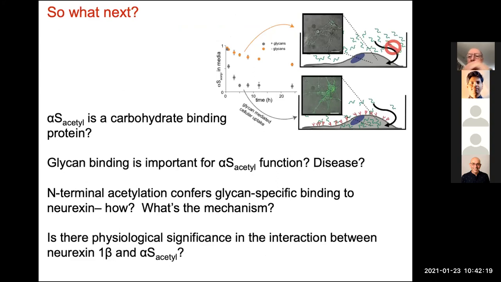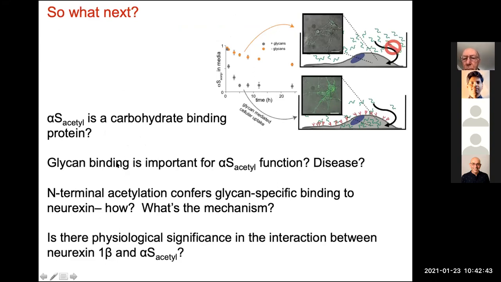And I'm going to tell you just a little bit more about this last point. But rather than having conclusions about what we've done, we've just generated a lot more questions. So the first thing is that it appears that alpha-synuclein, when it's acetylated, is a carbohydrate binding protein. And that's a unique function for alpha-synuclein that hadn't been identified before.